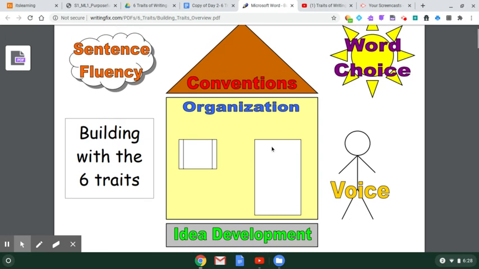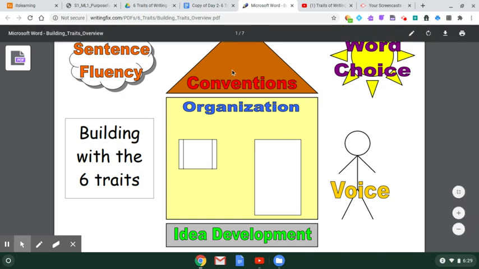Next up, the actual house part, organization. A good writing should be well organized. With a narrative piece, anytime you read a book, there's a beginning, there's a middle, and then there's an end, right? Imagine writing a story but then not giving it an ending. How weird would that be? It wouldn't make any sense. Or imagine if you were to start your story from the very middle and then somewhere along the line you have to go back to the beginning, right? That's not very organized.